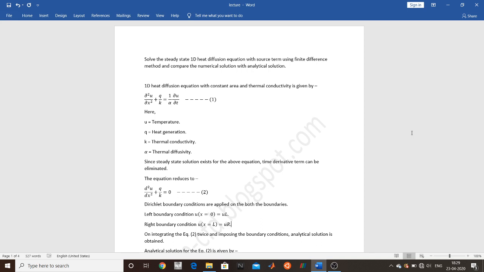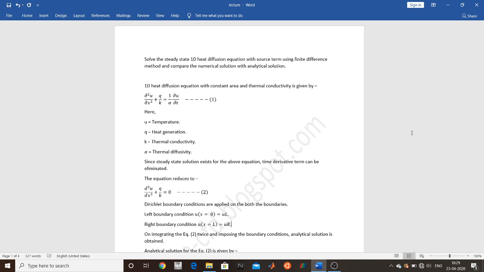So Dirichlet boundary conditions are applied on both boundaries. On the left boundary, where x equals 0, U equals UL, and on the right boundary, where x equals L, U equals UR.